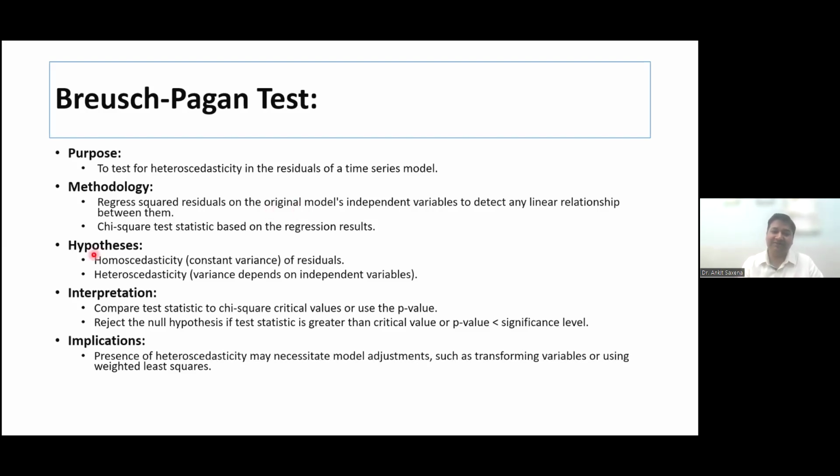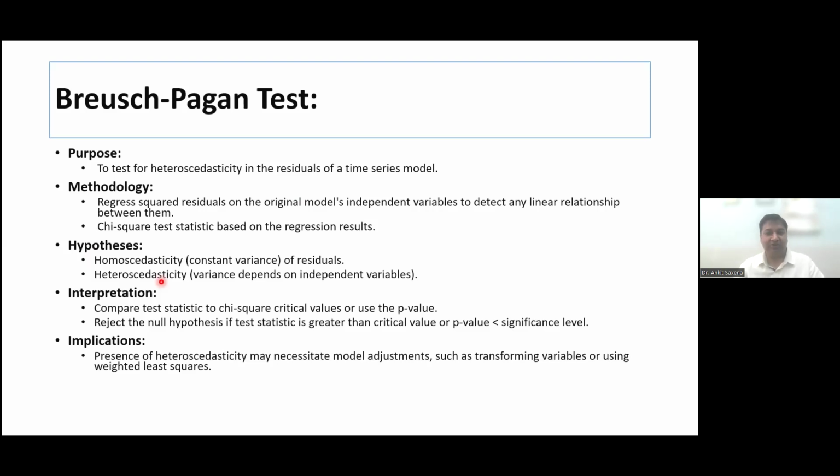So the hypothesis here: H naught will be homoscedasticity and H1 will be heteroscedasticity. If H naught is accepted here, you will say your data does not have the issue of heteroscedasticity. It is homoscedastic data, and we can run the normal least squares regression.